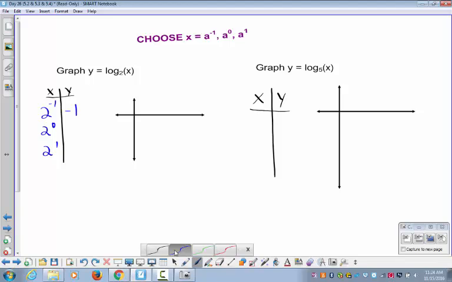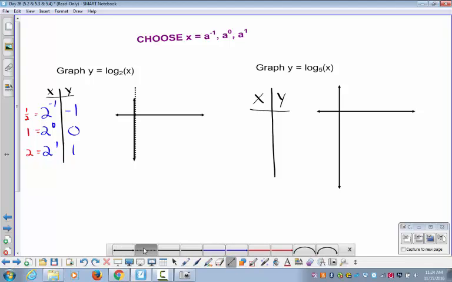Negative 1. Log base 2 of 2 to the 0? 0. Log base 2 of 2 to the 1? 1. Now when we go to plot these points, we want to rewrite these so that we can find these x values a little more cleanly. That's 1/2, 2 to the 0 is 1, 2 to the 1 is 2. So we're going to plot those 3 points.